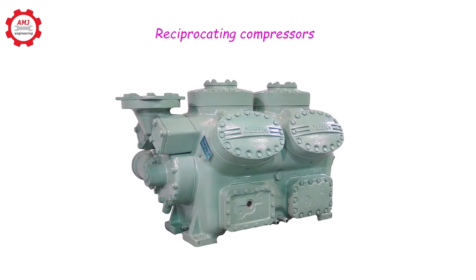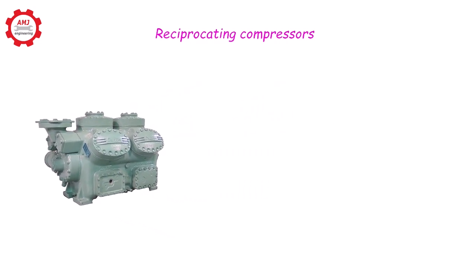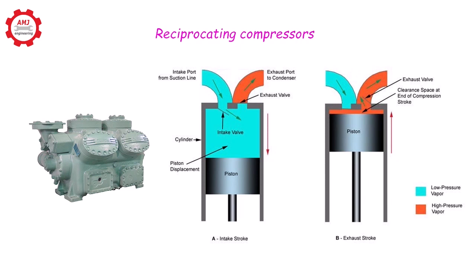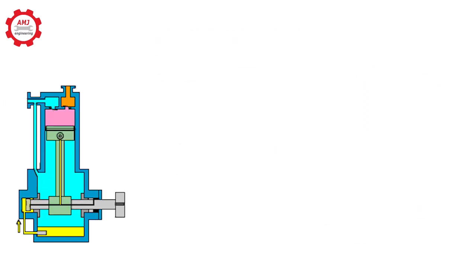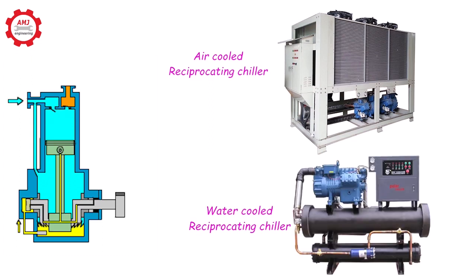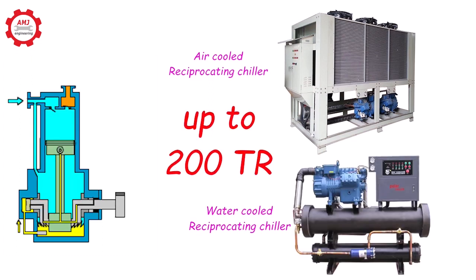Reciprocating compressors. Reciprocating compressors operate similar to a car engine. They use a piston driven from a crankshaft. The refrigerant is drawn into the cylinder during the downstroke and compressed in the upstroke. These compressors could be found on air-cooled and water-cooled chillers up to 200 tons of refrigeration.